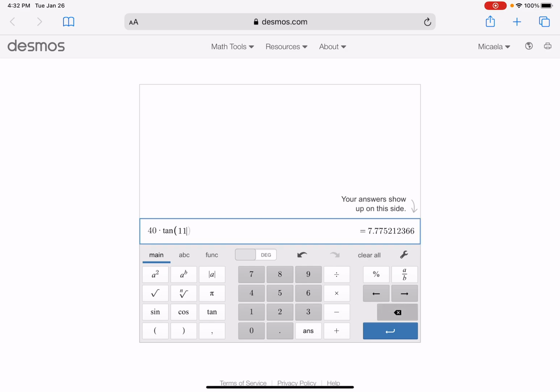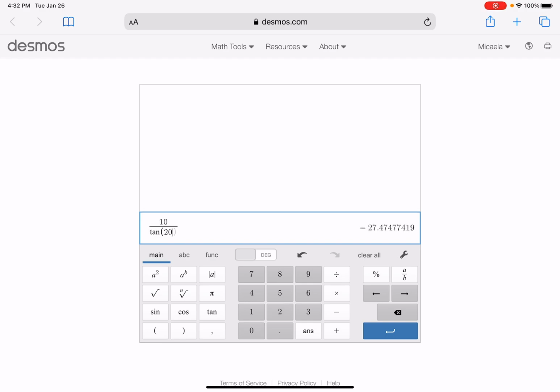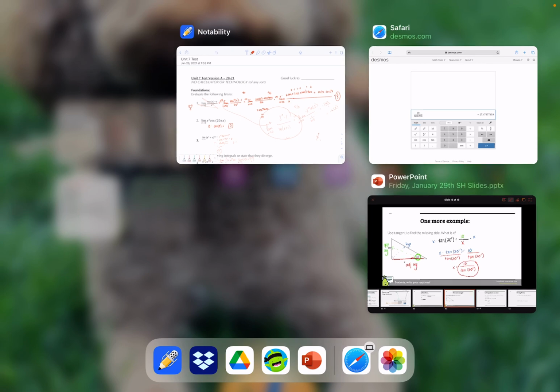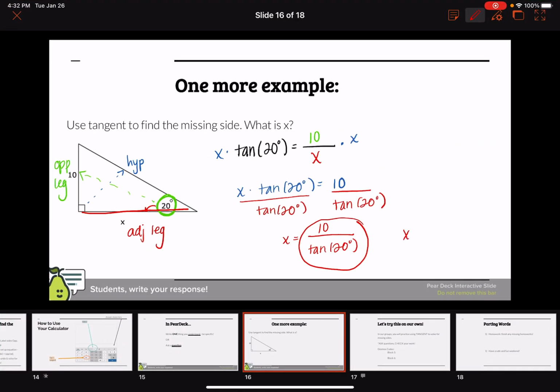So we'll clear this, clear all. 10 divided by tangent of 20, we're in degrees, close our parentheses, 27.47. So x equals 27.47.